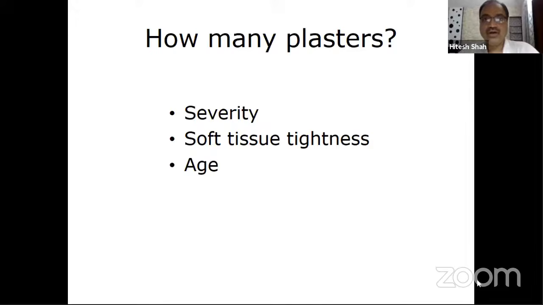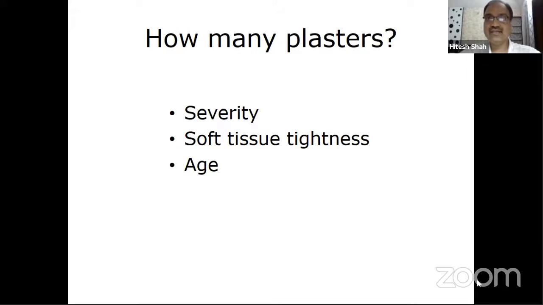It is important to find out how many plasters would be required, because parents will ask how many casts would be required to correct the clubfoot deformity. It depends on the age of the patient. The younger the age, the fewer the casts; the older the age, the more casts. It also depends on severity. If all deformities are severe, like the hindfoot and forefoot scores are both very severe, with a Pirani score of 6, the number of casts required will be more compared to a Pirani score of 3.